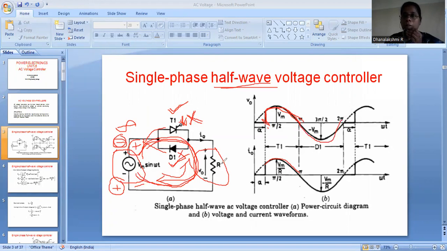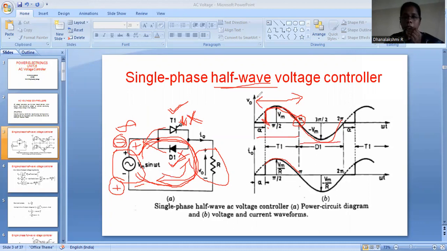Since it is a diode, this will conduct from the instant pi itself. So here we don't have the alpha. Right. So for the negative half cycle, we don't have the control. We have control only during the positive half cycle. Right. So that's why it is said to be a half wave AC voltage controller. Only half the wave can be controlled. During the negative half cycle, we cannot control it.